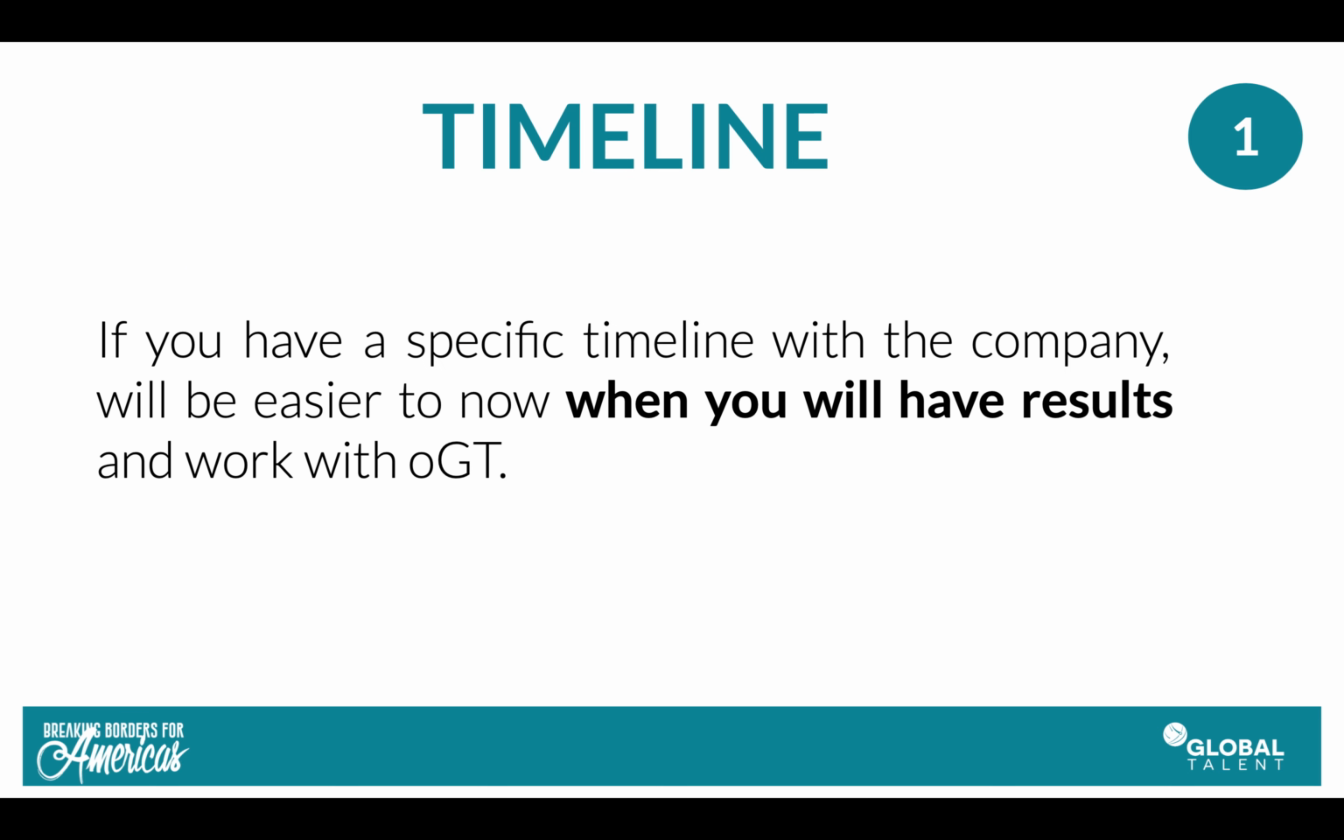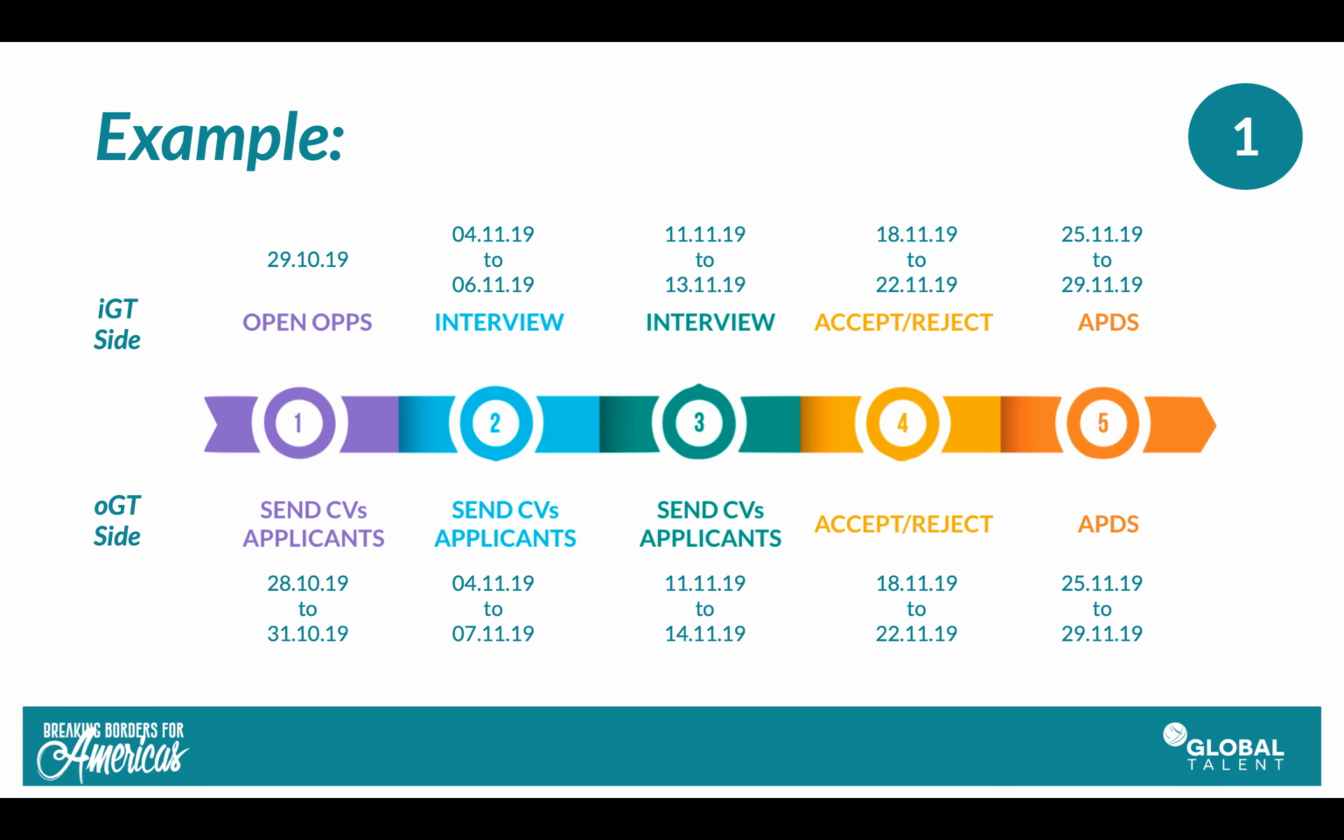So the first tip is about the timeline. As IGT, it's really important to have a timeline with your company. That will make it easier to know when you will have results and how to work with OGT. If you're only expecting that your company answers or that OGT gives you some profiles, then you will never know when you will have results. This is a simple example.